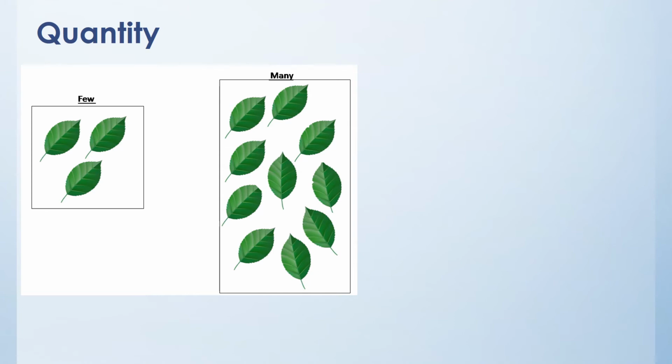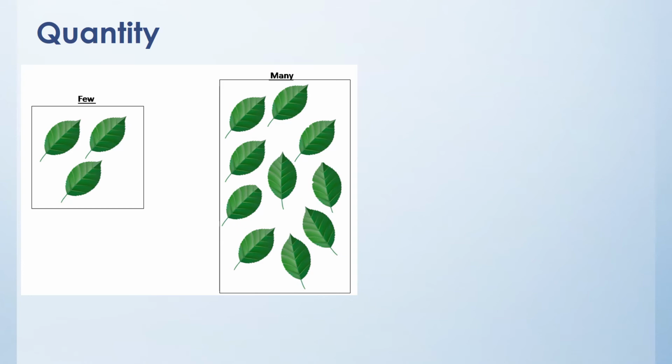Quantity means a number of objects in a group. Like we have to count the number of objects in a group. How many objects are in a group? If we look at the picture, there are two groups of leaves. If we look at the first side, group 1 has 3 leaves, whereas group 2 has 10 leaves.